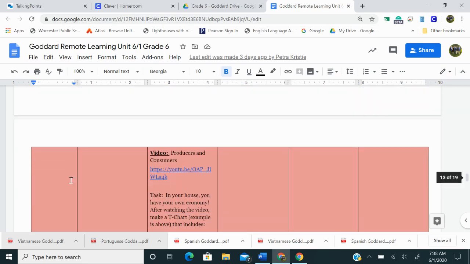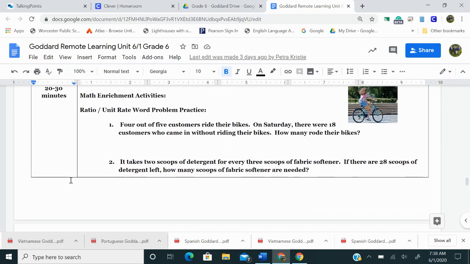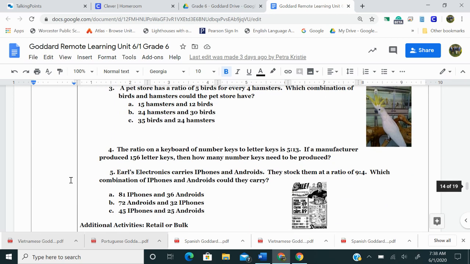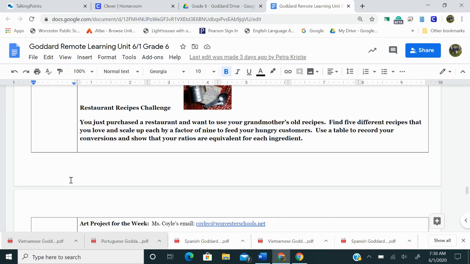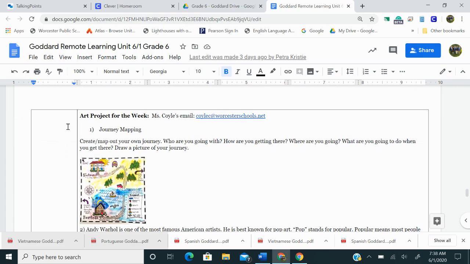All right, now there are also lots of enrichment activities for you to do. I've read a lot today, so I will read the math enrichments tomorrow. Art projects for the week. Your first one is journey mapping. Create or map out your own journey. You could be a cartographer like we're studying about in social studies. Who are you going with? How are you getting there? Where are you going? What are you going to do when you get there? Draw a picture of your journey.